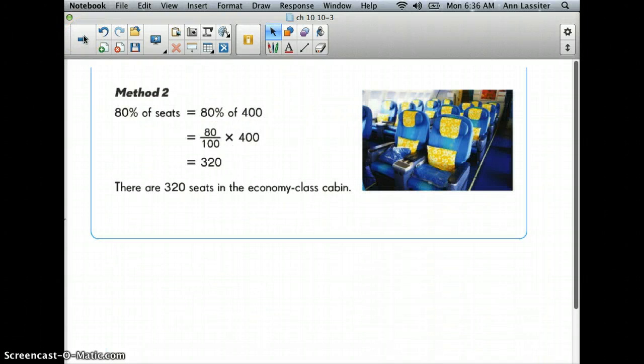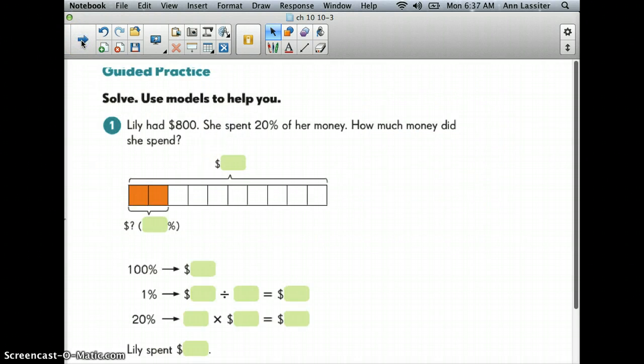The other is to look at it directly as what they're saying, 80% of all of the seats. So 80% is translated into 80 over 100 times 400, and again, you come up with 320 as the answer.